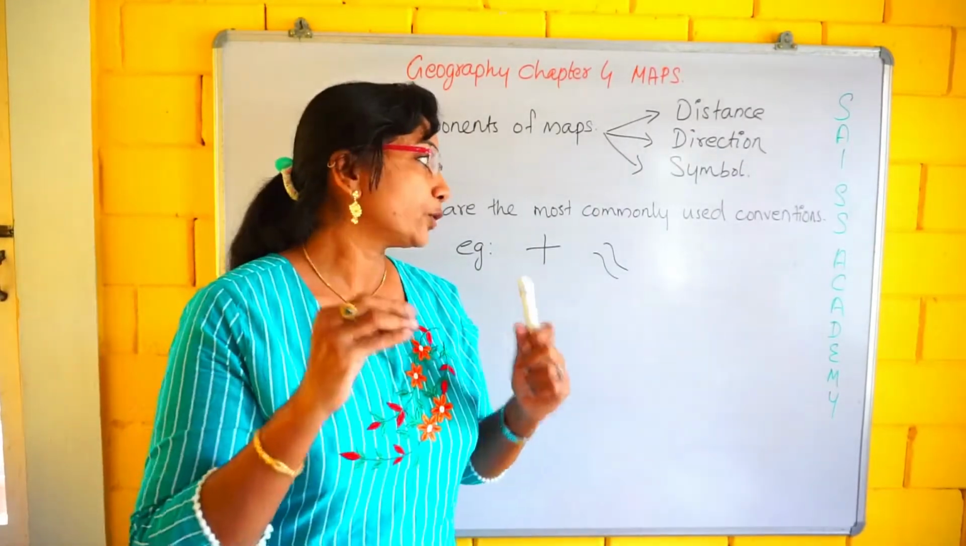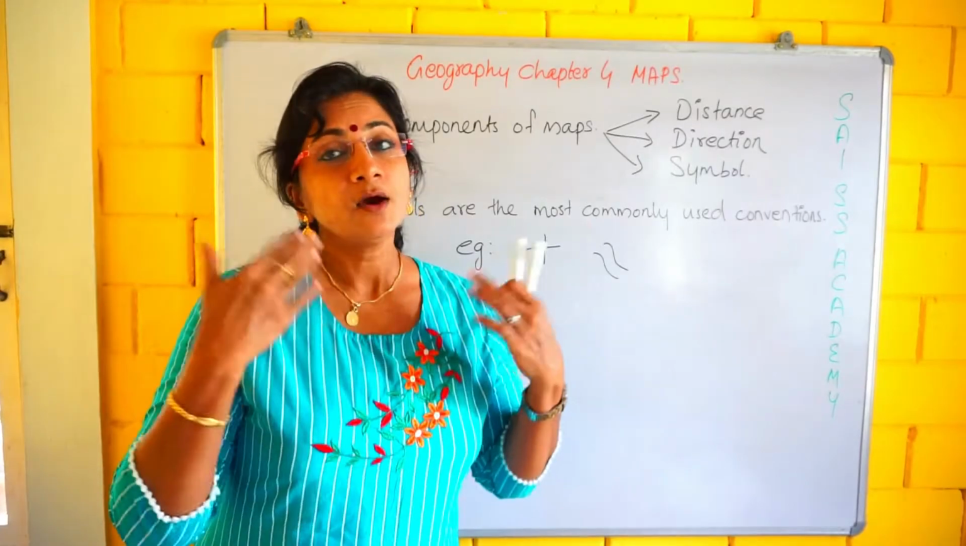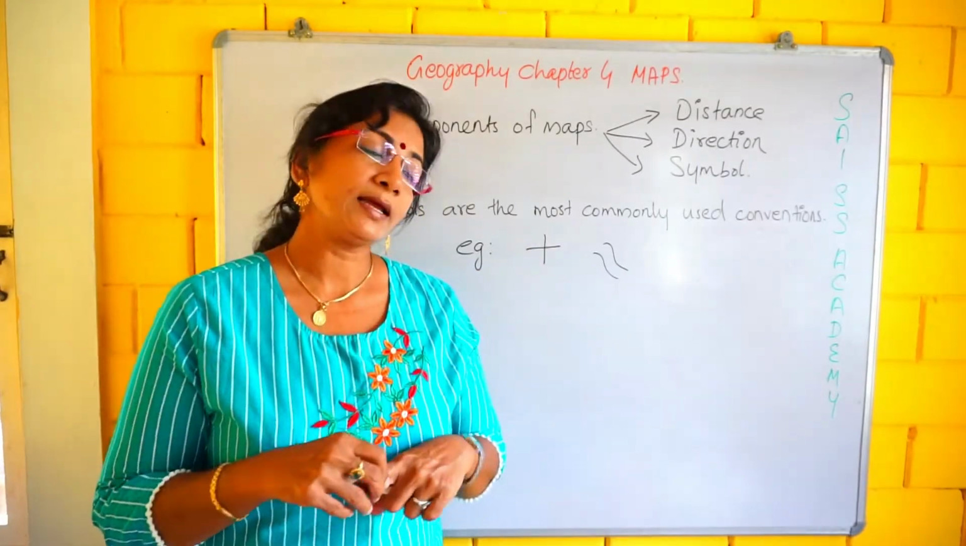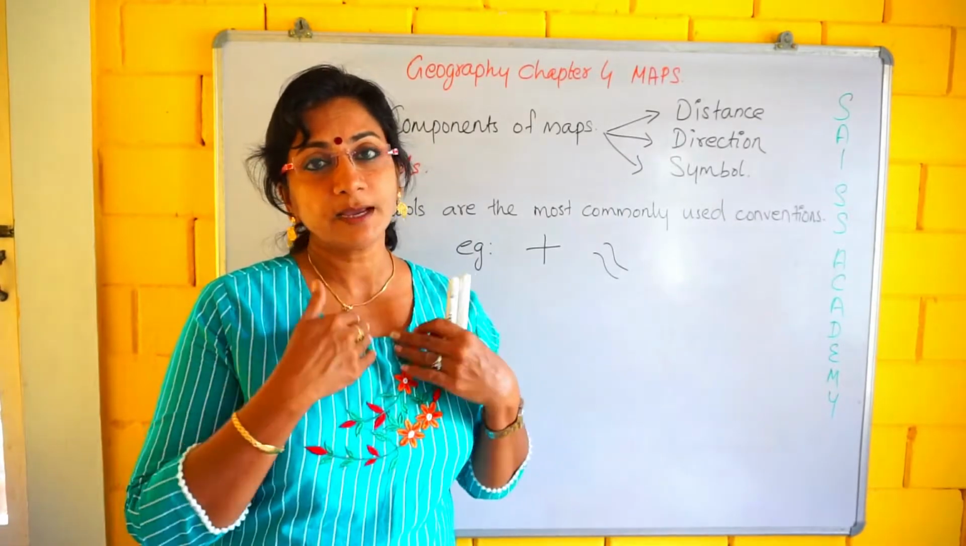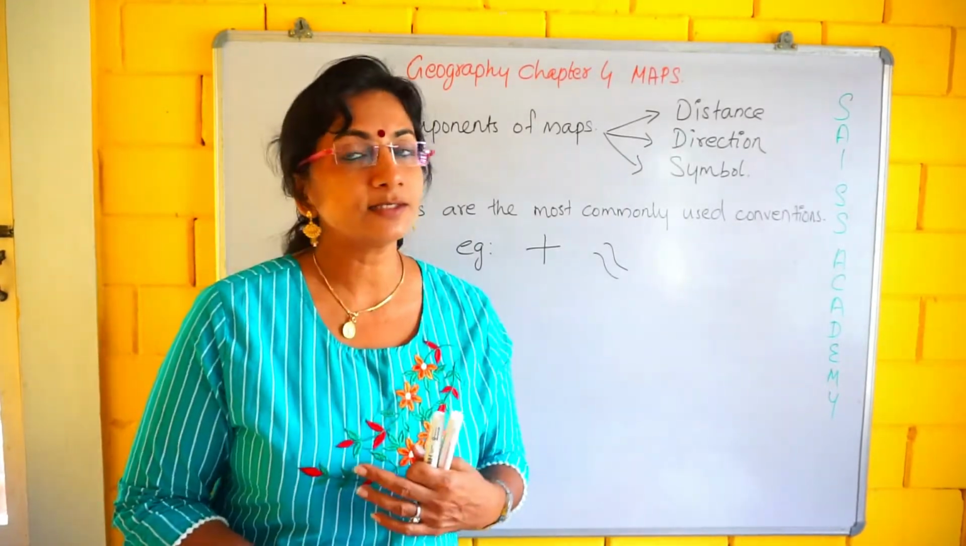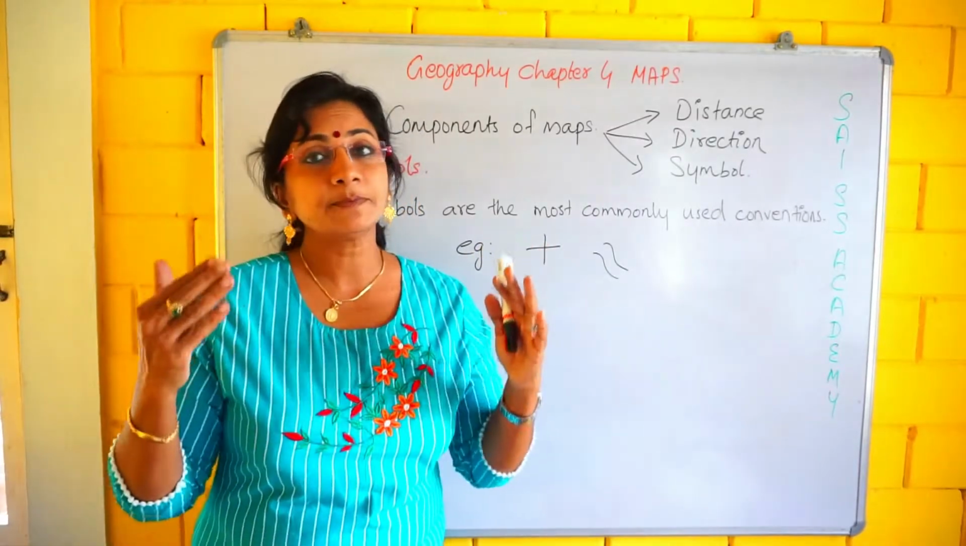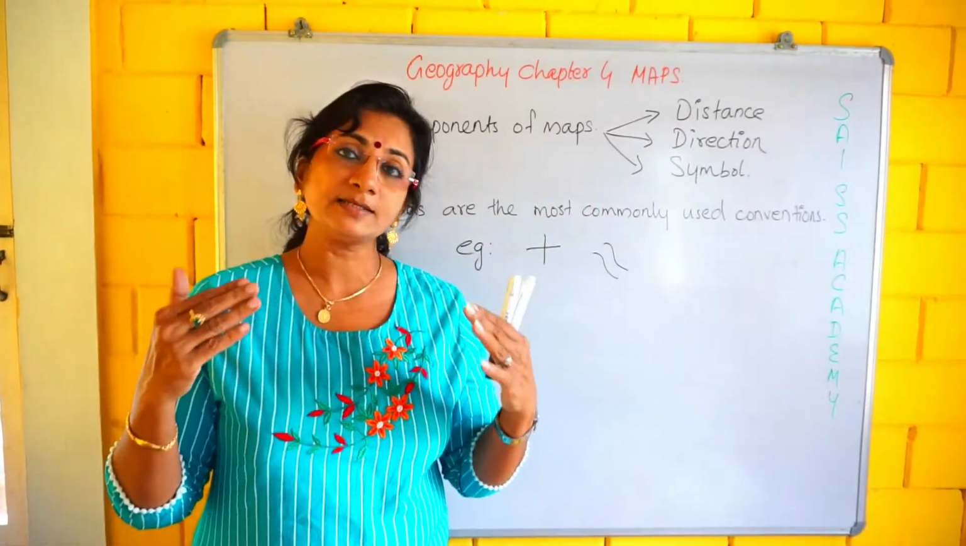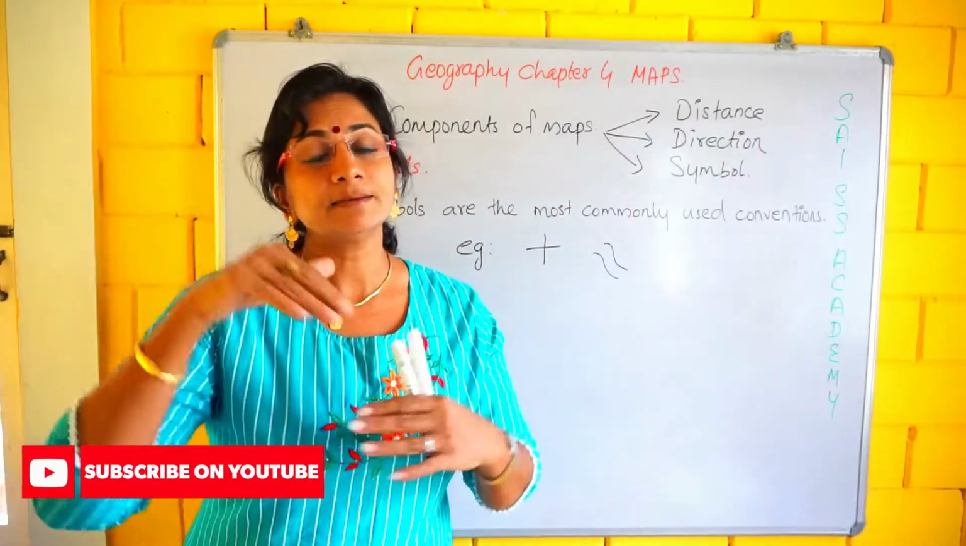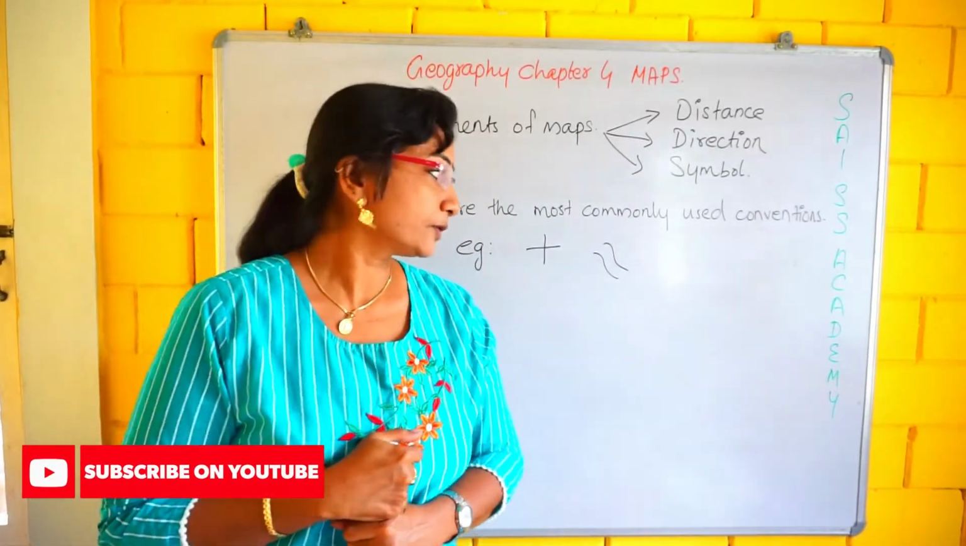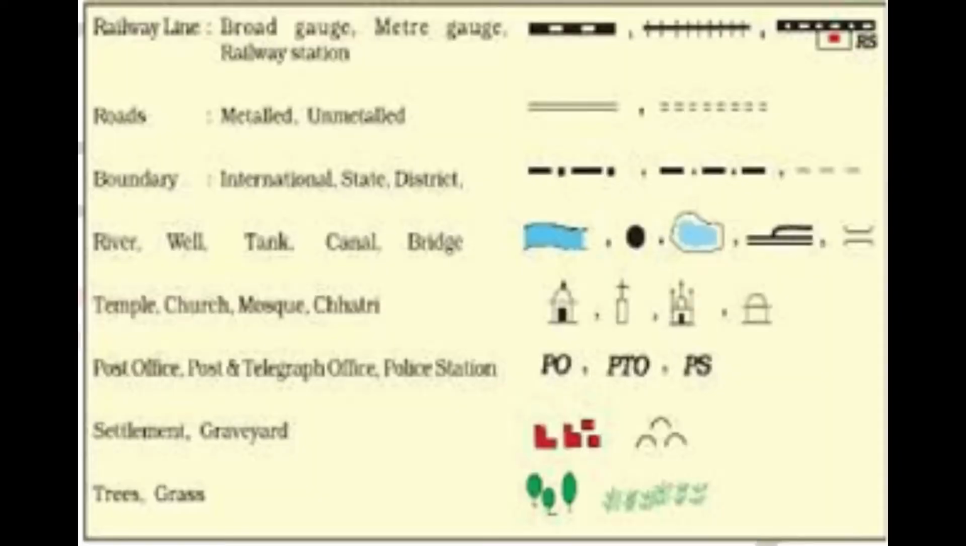But these symbols are not only used in our city, or in one city, or in one state, or in one country, isn't it? It is not used by me or you. It is used worldwide. So when these symbols are accepted and used internationally, then those symbols are known as conventional symbols. Got it? What are conventional symbols? When the symbols are accepted or used internationally, we call them conventional symbols.